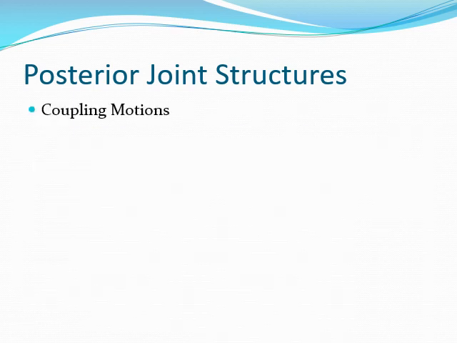So we look at the posterior joint surfaces. We look at the idea of what are called coupling motions. This is when you have two motions that interact with each other, so the combined motions that occur because of the structure of the vertebral column, plus the orientation of the facet joints as I described, and the limitation by some of the soft tissue structures.